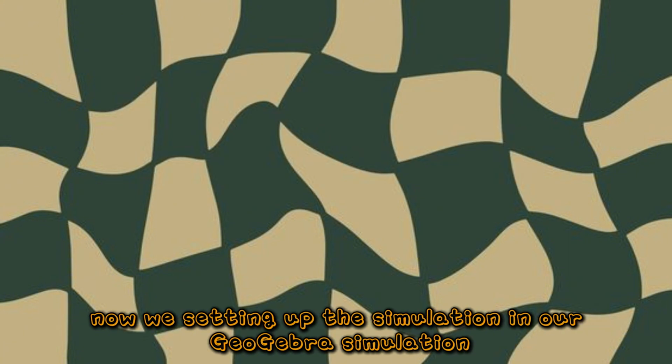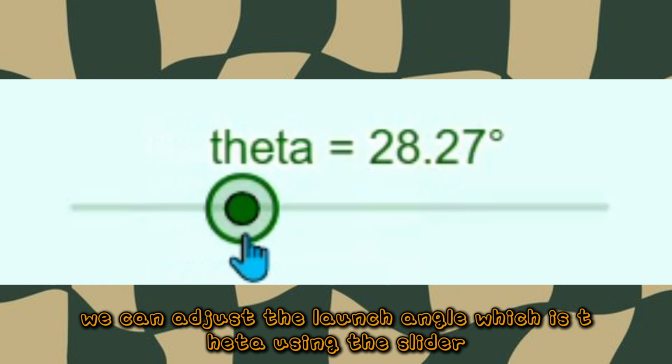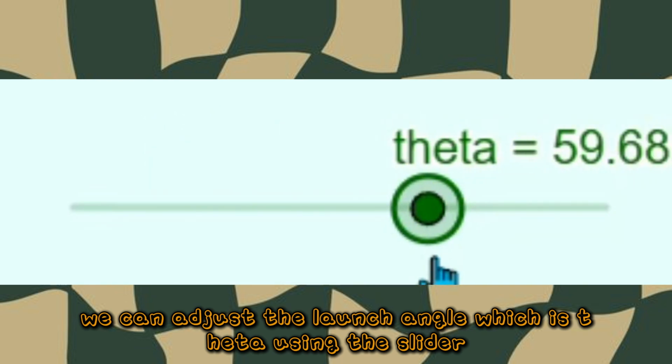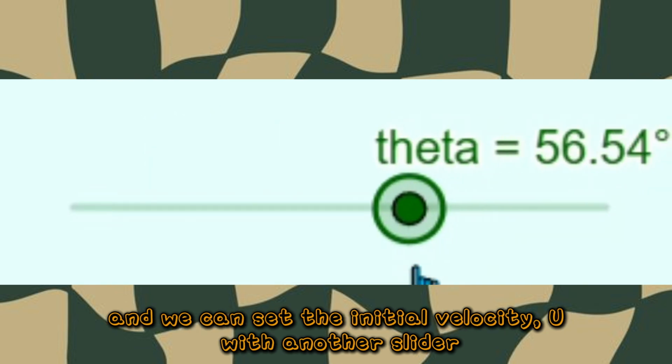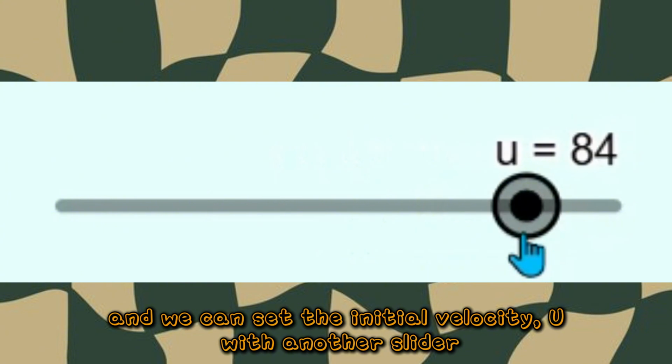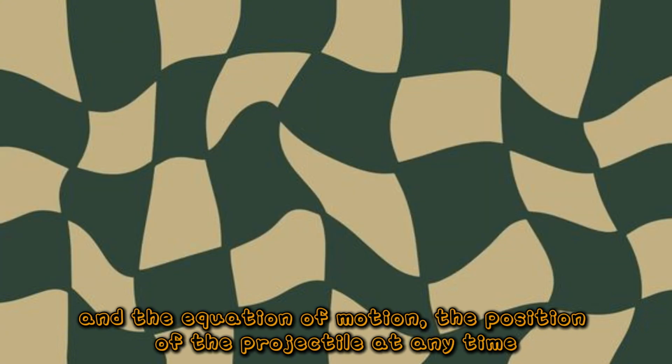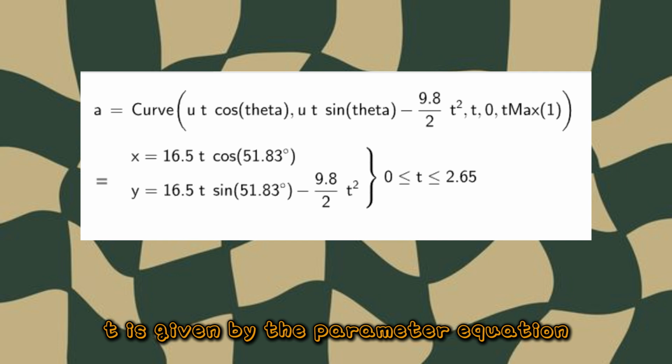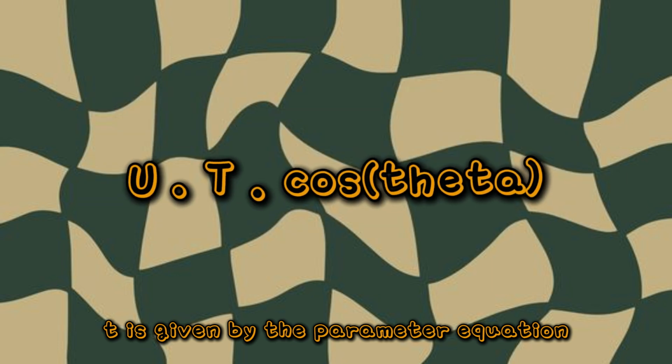Next, we're setting up the simulation. In our GeoGebra simulation, we can adjust the launch angle, theta, using the slider, and we can set the initial velocity u with another slider. And the equation of motion, the position of the projectile at any time t, is given by the parametric equation, which is u multiplied by t multiplied by cos theta.